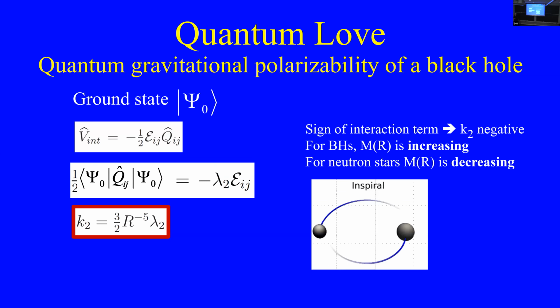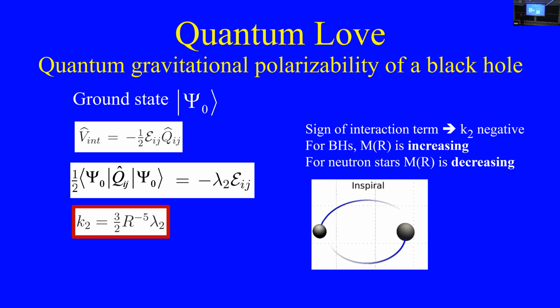Now I repeat the same thing for quantum Love numbers, gravitational polarizability. The interaction now has indices, which you can remove by looking at tensor structures. What I'm interested in is calculating the induced quadrupole in the ground state, so for the black hole. And the relationship between the coefficient here and this coefficient is like so.